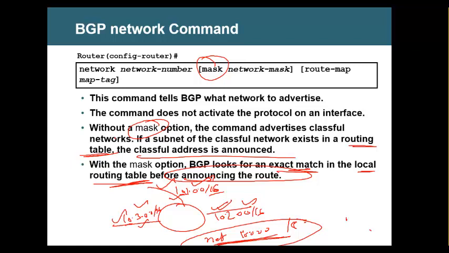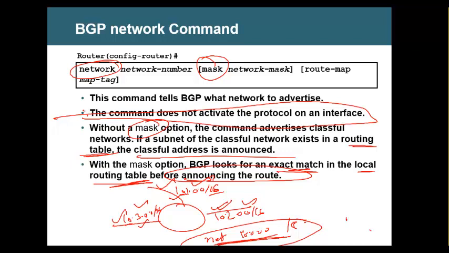Again, in all other protocols, the network command will enable the routing protocol, in OSPF, in EIGRP. But here, the network command will not enable BGP on that interface. This network command will be used only to advertise. It is the neighbor command using which we form the neighbor.